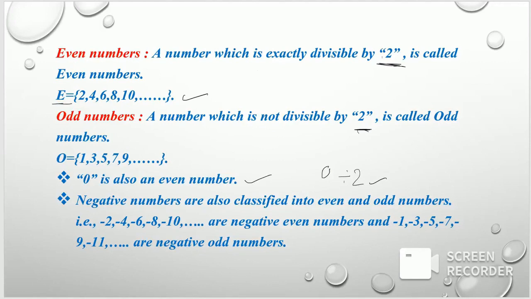The negative numbers are also classified into even numbers and odd numbers. Here -2, -4, -6, -8, -10 and so on are negative even numbers, and -1, -3, -5, -7 and so on are negative odd numbers. Here also the same property applies: a negative even number is divisible by 2, and a negative odd number is not divisible by 2.